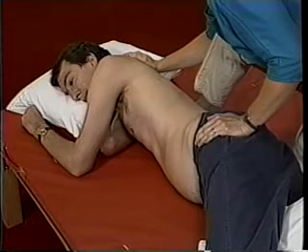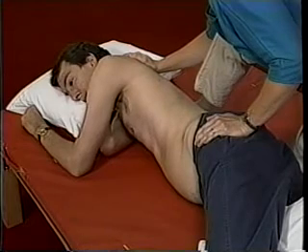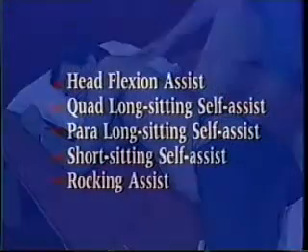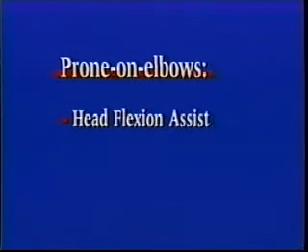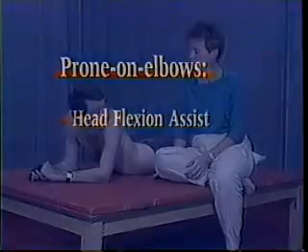Due to the rotary component of this maneuver, all spinal precautions must be lifted. A common theme is seen with these final 5 procedures. Inhalation is facilitated with trunk extension, and exhalation is facilitated with trunk flexion. The head flexion assist primarily aids in upper chest clearance.